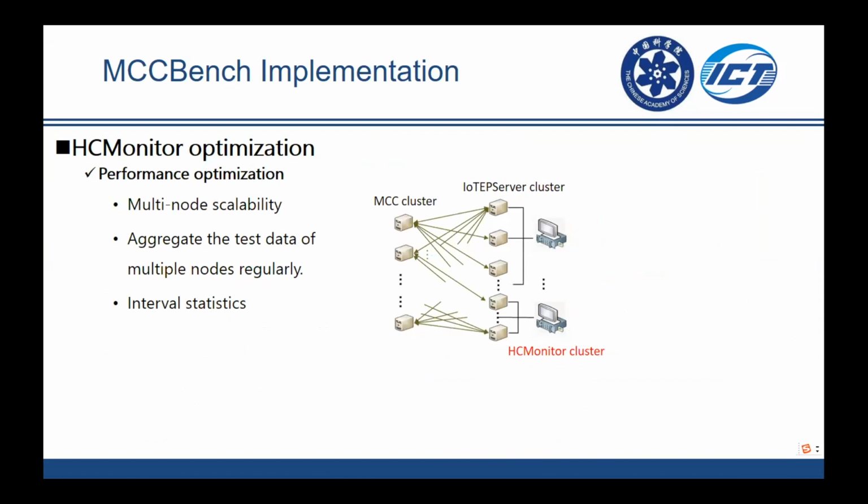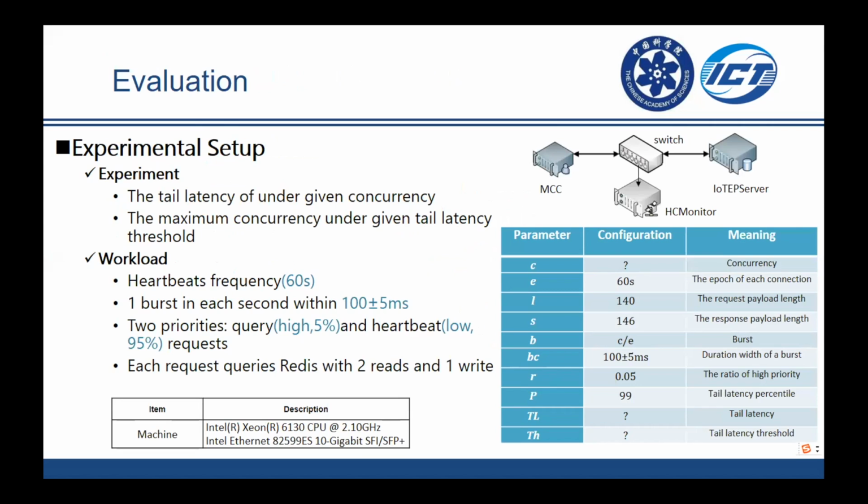In order to monitor the large-scale system, we also make the multi-node scalability on HT monitor. It regularly collects the test data of monitor nodes and makes the interval statistics. The testbed machine and the topology are displayed in the picture. We give several experiments, including the tail latency and concurrency, to evaluate the MCCBench IoT system performance.